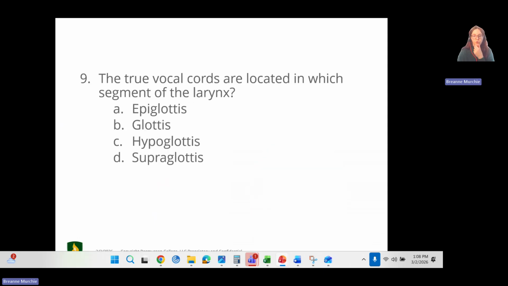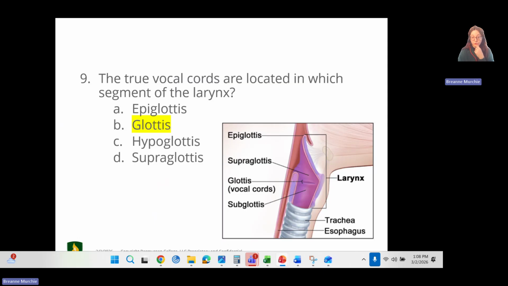Okay, number 9, the true vocal cords are located in which segment of the larynx? This is the glottis. The actual glottis is where the vocal cords sit. And the word glottis actually means an opening. So the actual vocal cords are going to be opening and closing at the glottis. That's going to be creating that opening of the glottis.